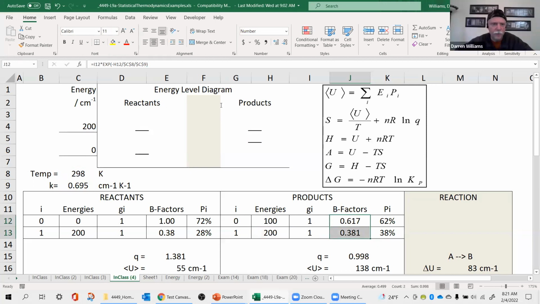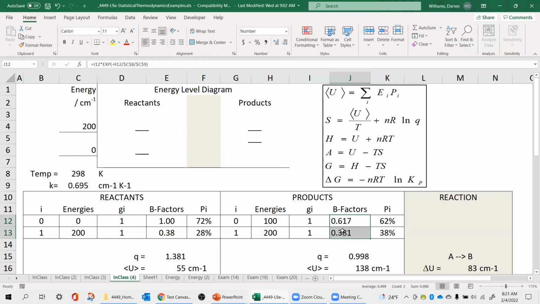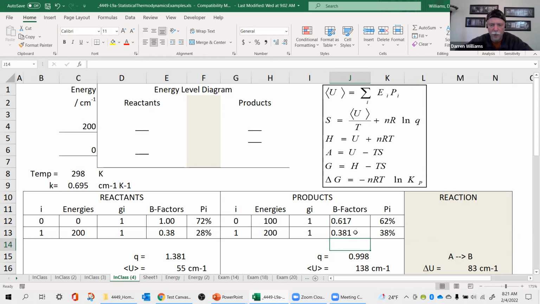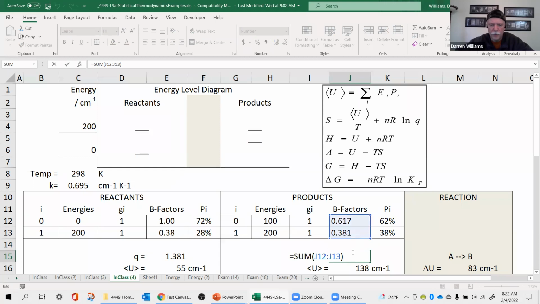I'm going to make these left justified so that you can see the formulas. You can see this is the degeneracy times e to the minus energy divided by k divided by t. I've got t and k in different order, but it's still the same thing. And so that's my Boltzmann factor, and it should be 0.38, not 0.9 something. And then the sum of those two is your partition function.